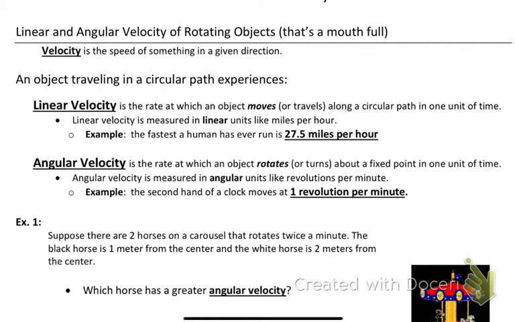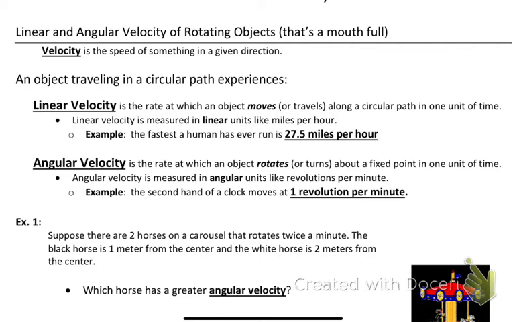So linear velocity is the rate at which an object moves or travels along a circular path in 1 unit of time. Linear velocity is measured in linear units like miles per hour. Here's my thought on this. We're talking about circles today. We're doing linear velocities going around a circle. So picture you're in the parking lot and you're doing circles in your car. Your linear velocity is the speed that your car spits out at you.